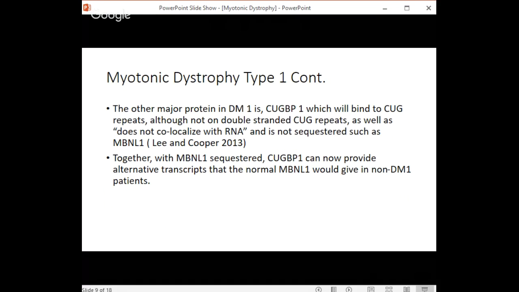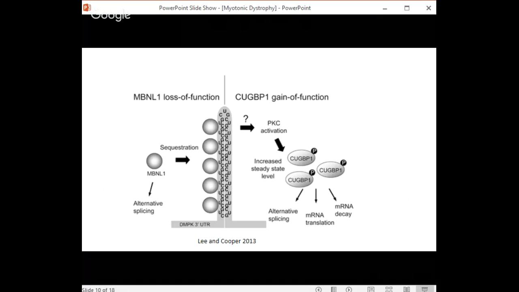So the other major protein in DM1 that has the biggest effect in the disease is CUG-BP1. CUG-BP1 is a protein that will bind to CUG repeats, but not on double-stranded CUG repeats. And it doesn't usually co-localize with the RNA, so it's not really localized there. And it is not sequestered like MBNL1. So these two things add together: the sequestering of MBNL1 and CUG-BP1 now being free can now give alternative transcripts to people with this disease.